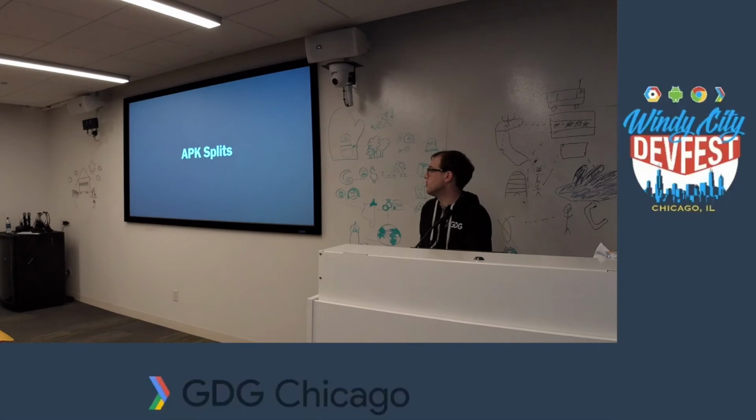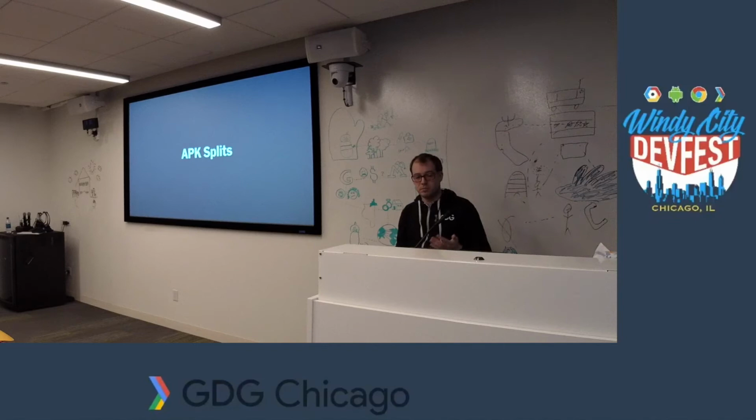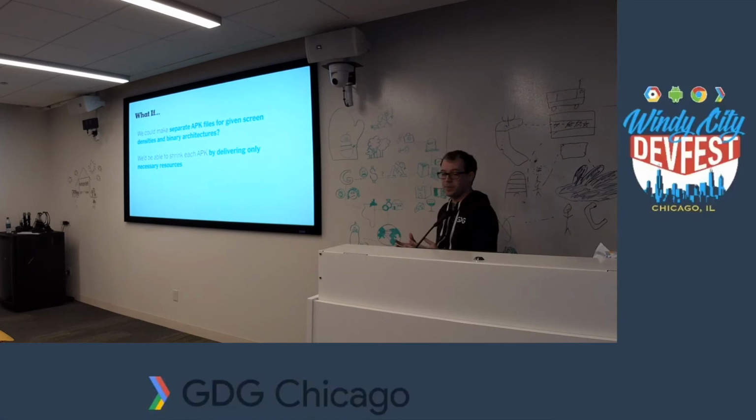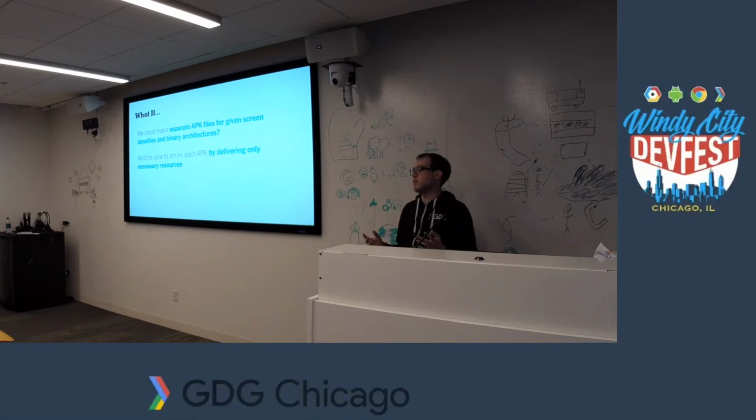Finally, there's APK splits. So, what if we could have a separate APK file for each screen density and binary architecture that we support? Why should someone have to download all those resources that they're not going to use? And if we do this, we'd be able to shrink each APK down just by delivering only the things that matter to that particular device.